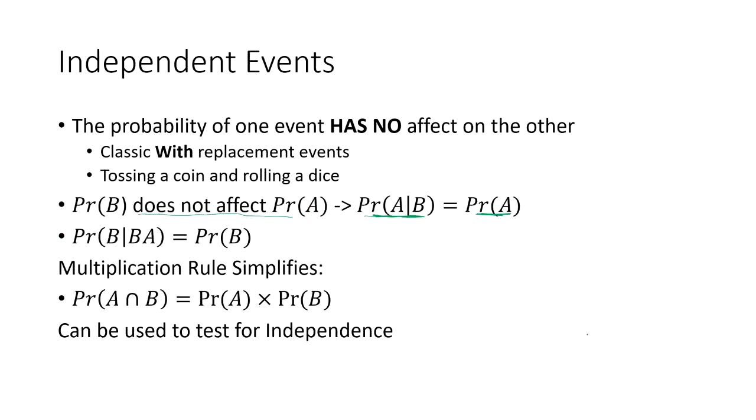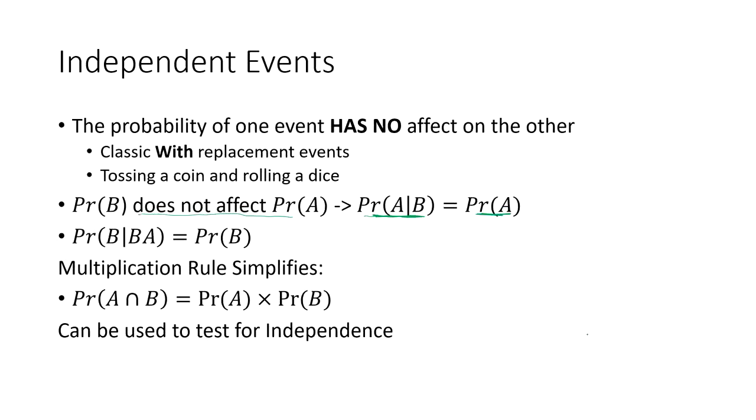Independent events. This is where the probability of each event has nothing to do with the other event. So these are the classic with replacement events. If I'm selecting two cards from a deck, I replace the card after selecting the first one, so that when I select the second card, the probability is the same. It's not affected. Or two things that are completely unrelated, like tossing a coin and rolling a die.